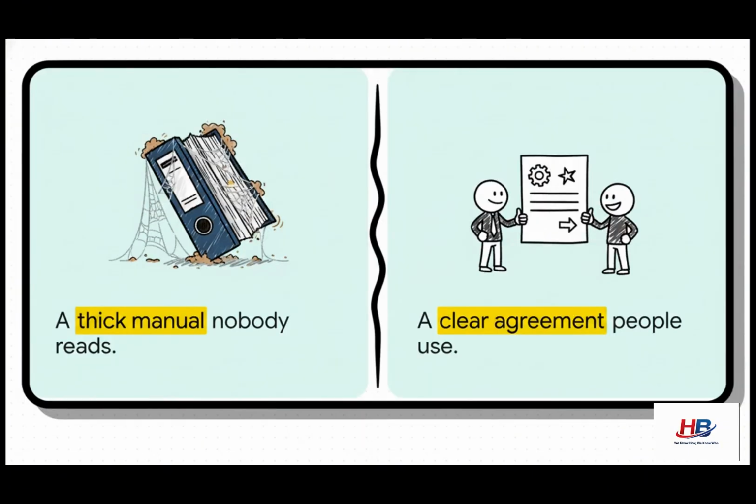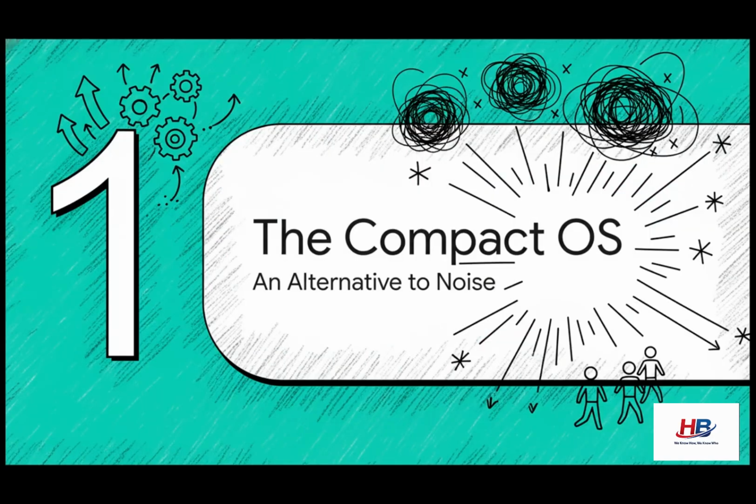I mean, we've all seen this play out, right? You've got two options. Option A is the 100-page manual, the one nobody ever reads, just gathering dust on a shelf. And then you have option B, a clear, simple agreement that people actually use. Now, the choice between those two? It seems pretty obvious. But actually getting to that clear agreement, well, that's where things can get a little tricky. So how do we do it?